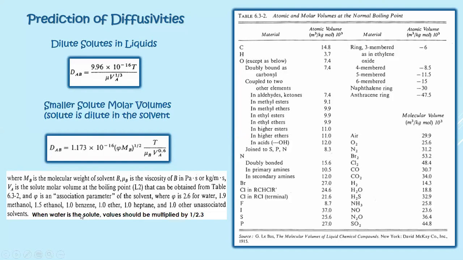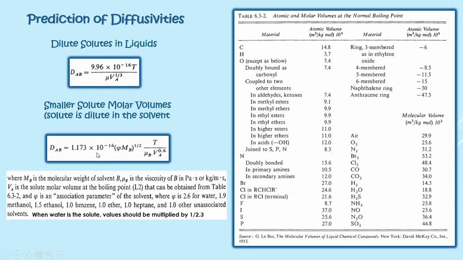When water is the solute but not the solvent, the value that you're getting from the particular formula that we have on top is to be multiplied by 1 divided by 2.3. That is, if water is not the solvent, but rather water is the solute. So if it's dilute solutes in liquid, this will be the formula that you are going to use. But if water is the solute, you're going to multiply or divide your answer by 2.3.